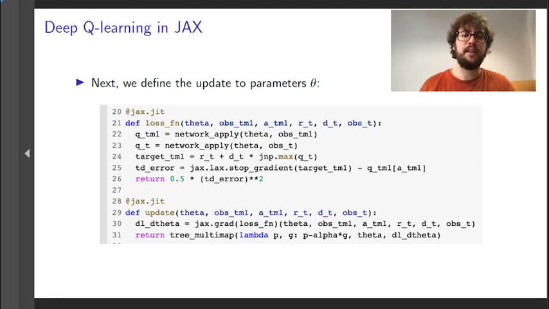To actually get the update, then we need to actually take the gradient. So this is done in line 30, where we compute jax.grad of this loss function. This gives us back another Python function again that then we evaluate in theta, obs_t-1, a_t-1, r_t, d_t, and obs_t. Finally, just updating the parameters, we can do it by just stochastic gradient descent, and in this case will be equivalent to just taking the parameters theta, the gradients, and subtracting a small step size times the gradients.